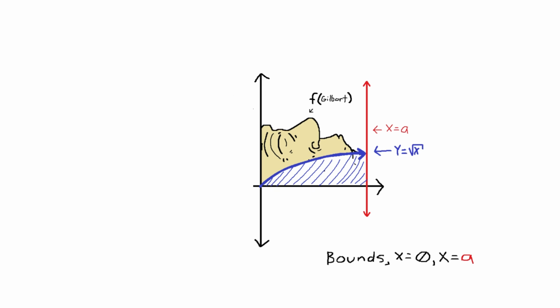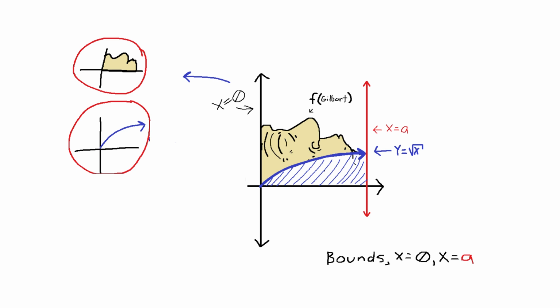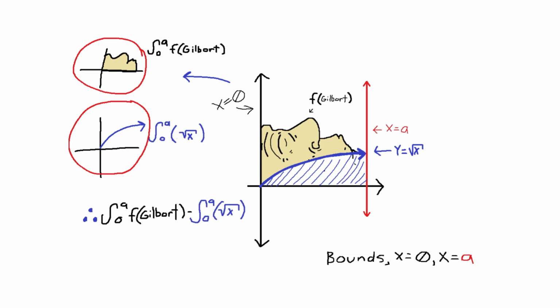So to do this, we could think about it as kind of breaking up the two curves. So on one graph we would have Gilbert, the function Gilbert, and then on the other graph we would have y equals square root of x. And then you would take their antiderivatives, find their areas, and then subtract them.